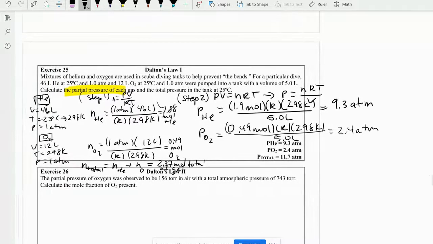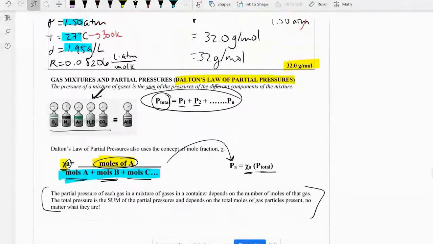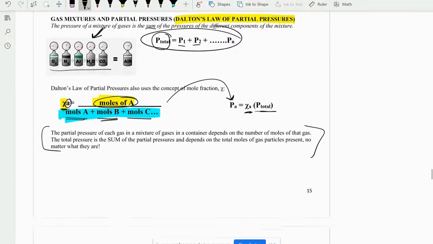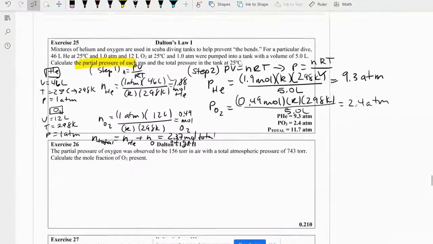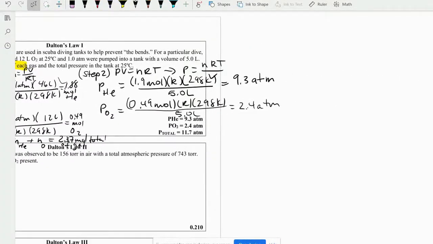Lastly, we need to answer the question. And the question is, what is the total pressure in the tank? Well, we learned in the previous step, if you scroll back up, that the total pressure is the sum of all pressures in that particular scenario, and in this case, our scuba tank. I'm going to scroll over here, you guys. We're kind of running off the paper.